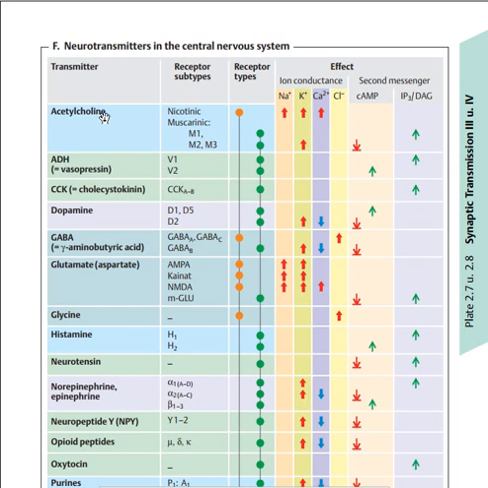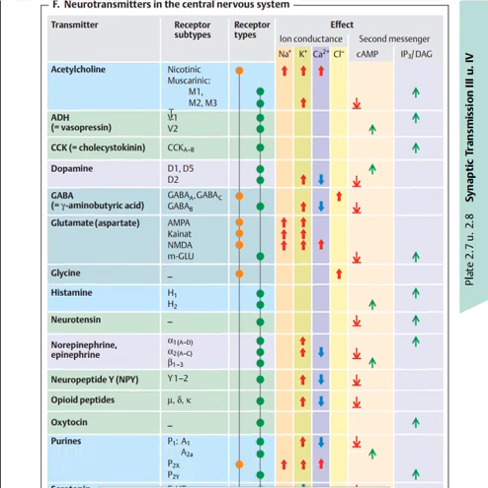So now we first start with acetylcholine. For acetylcholine, there are two main receptors involved. It can be nicotinic receptors, and it can be muscarinic receptors. Muscarinic receptors can be divided into M1, M2, and M3. Nicotinic receptors are ionotropic receptors, and these ionotropic receptors have an increase in conductance of sodium ion, that is, sodium ion enters the cell. They also have an increase in conductance of potassium ion and an increase in conductance of calcium ion for nicotinic receptors.